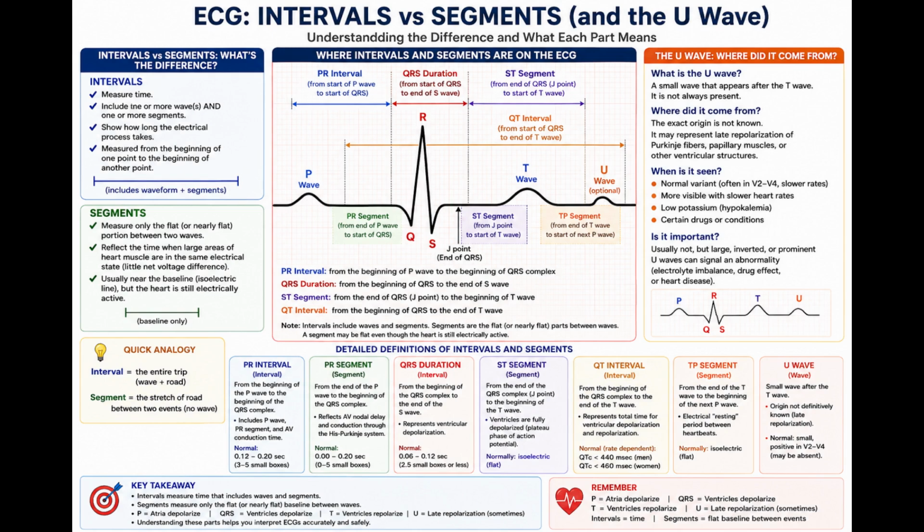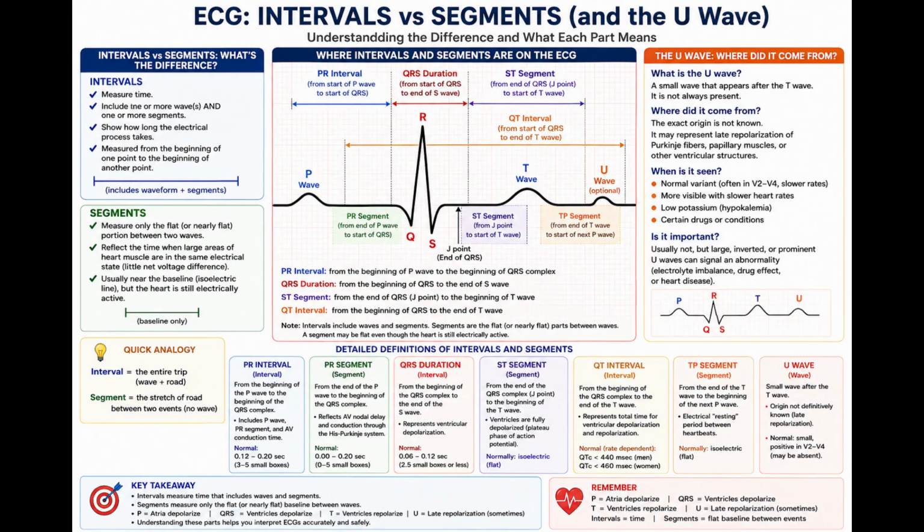A small upright U wave can be a normal finding, especially at slower heart rates. Prominent U waves may be associated with hypokalemia, bradycardia, or certain medications. An inverted or unusually large U wave may require further clinical evaluation.